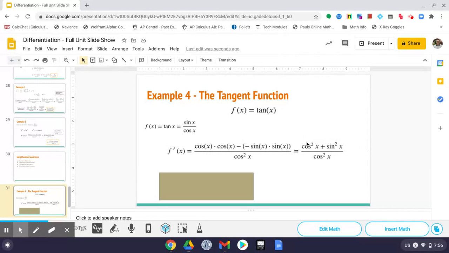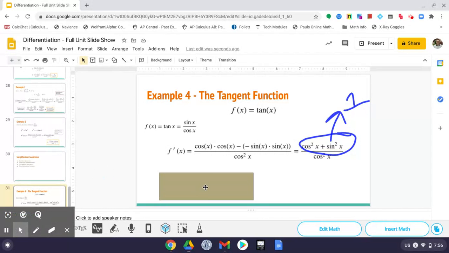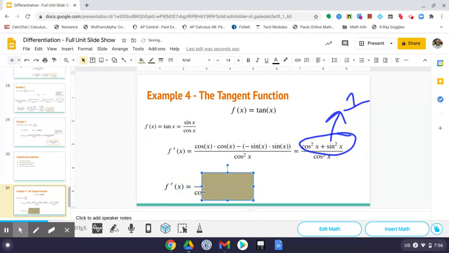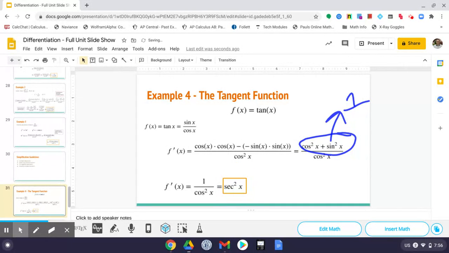This hopefully is jumping out on the page at you. Cosine squared plus sine squared of x. That is our Pythagorean identity. This whole thing, right, is actually equal to 1. And once that goes away, I get 1 over cosine squared. And the last bit of simplification here is knowing what 1 over cosine is. So 1 over cosine is secant, and 1 over cosine squared is just secant squared. And so what we know and what we can jump to, we don't have to do this every single time, right, is that the derivative of tangent is secant squared.